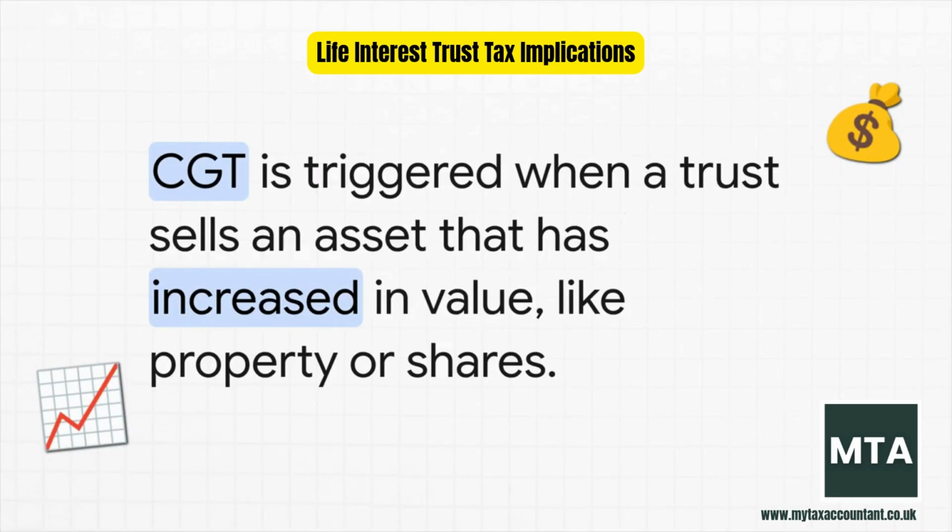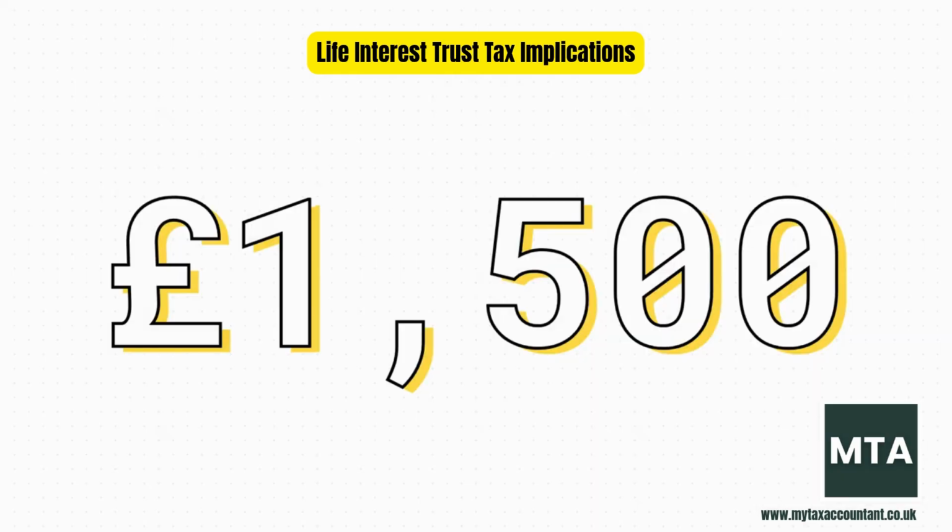Okay, on to our second tax, capital gains tax, or CGT. This one kicks in when the trust sells something that's gone up in value, like a property or some shares. And you really have to be on your toes here, because the rules for trusts are a lot tougher than they are for individuals. And get this, the annual tax-free allowance for a trust is just £1,500. That is literally half of what an individual gets. So, as you can imagine, planning when and how to sell any assets is absolutely crucial.